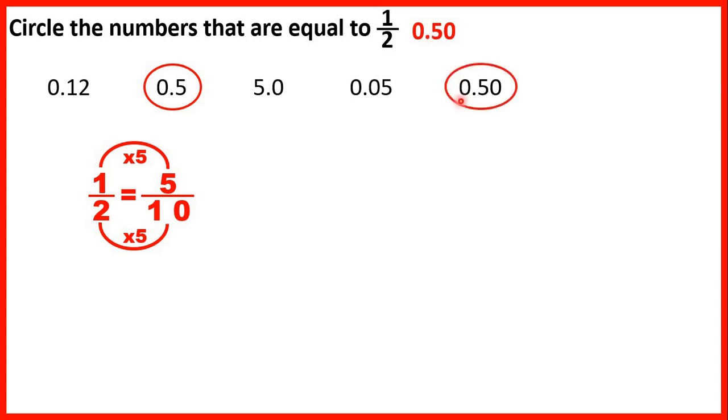So we need to circle 0.50 as well, because that number also tells us that we only have 5 tenths and we don't have any ones or any hundredths. 5.0 is not going to work, because remember, the digit before the decimal point is the ones digit. So this number tells us that we have 5 ones, and we can't use this number here, because in this number, the 5 is in our hundredths place, but with 1/2, that's the same as 5 tenths, not 5 hundredths.